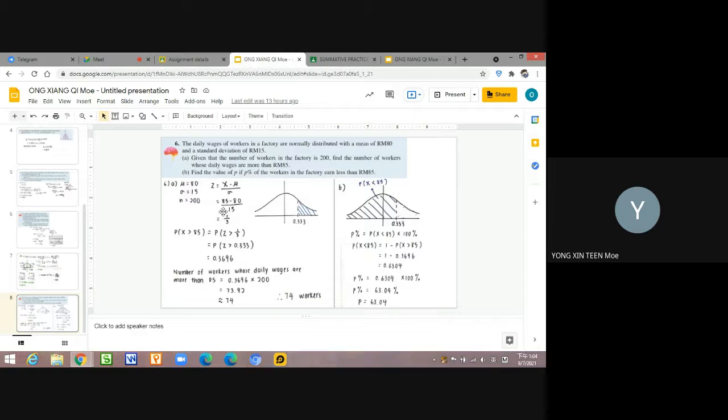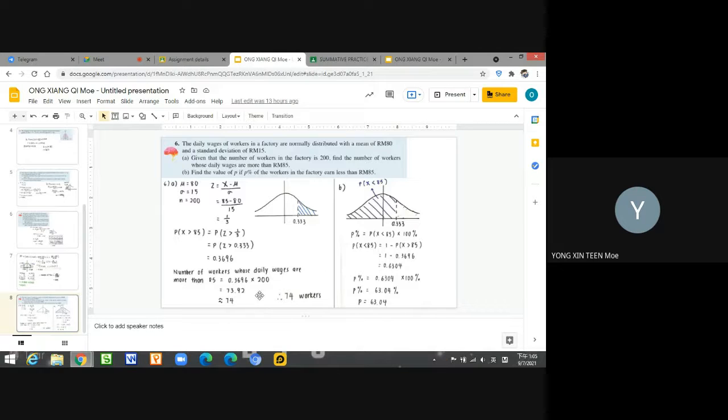The probability of X larger than 85 is equal to the probability of Z score larger than 1/3. As we can't find the probability of Z score larger than 1/3 directly, we have to write 1/3 in 3 decimal places, which is 0.333, and we get 0.3696 from the standard normal distribution table. Then we multiply the probability with the total number of workers, and the answer is 73.92. Since we can't have 73.92 workers, we round it off to 74 workers, which is the final answer.